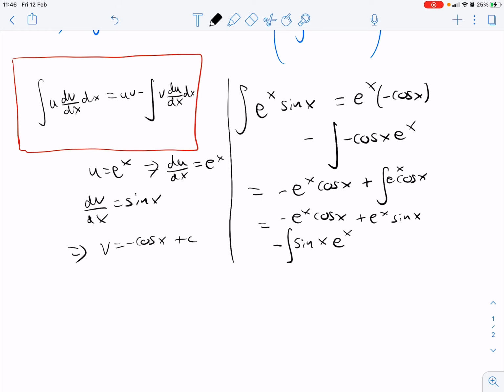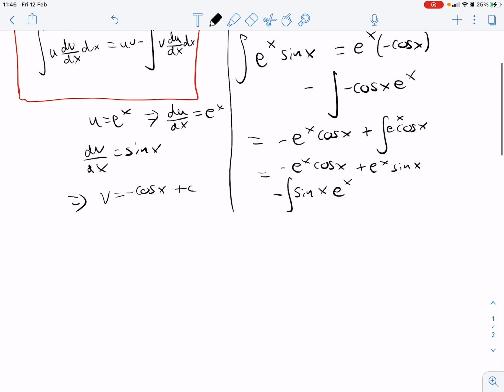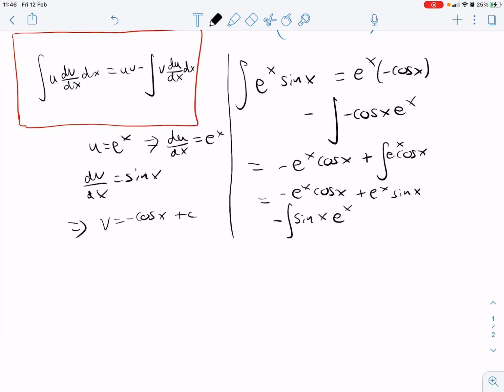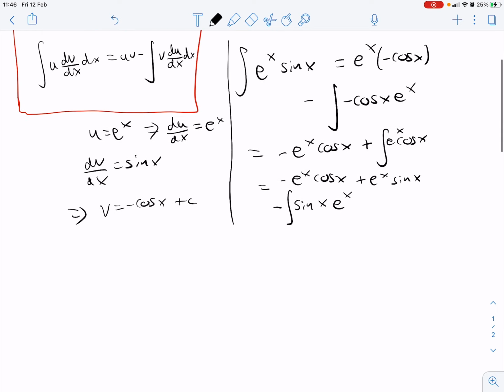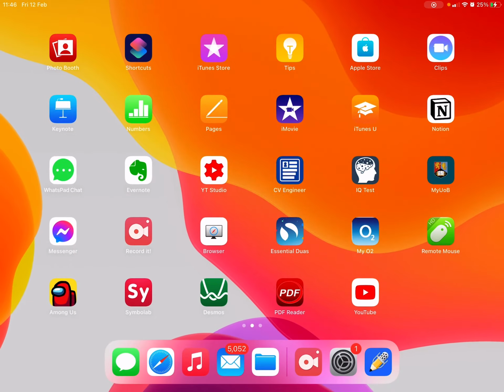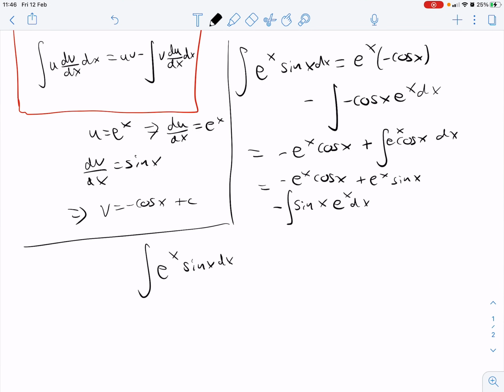Mind you, this is being integrated again, sorry. Right, so at this point, if we carry on doing this, we're going to go on forever. It's just not going to end. So in order for us not to go on forever, we need to understand this. So the integral of e to the x sine x, I forgot my dx there, and there, and there, but it doesn't really matter too much.